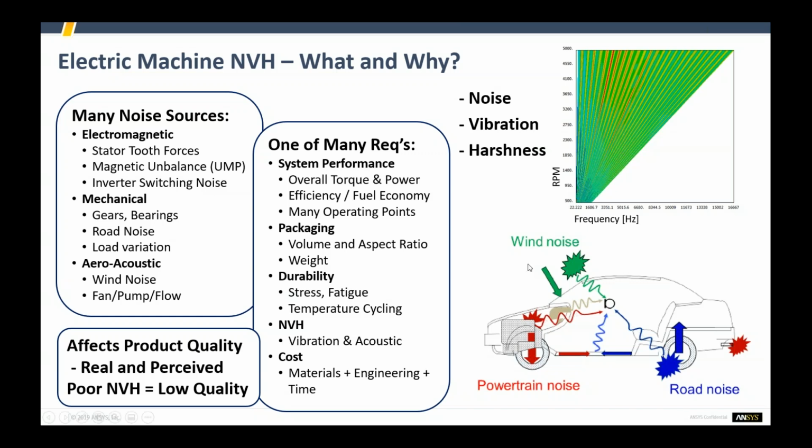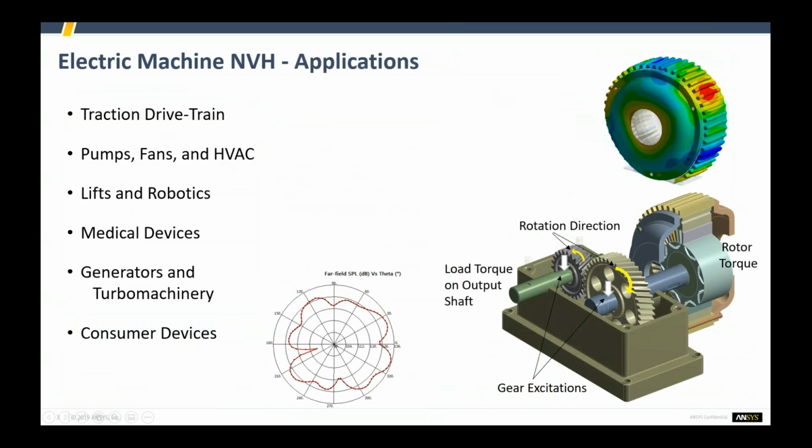So if we look from a diagram perspective, so from the vehicle, there are three very possible sources of noise. One is from the powertrain, one is from the road feedback, and the other one would be wind noise. So it affects product quality, real and perceived. So poor NVH would essentially cause a low quality.